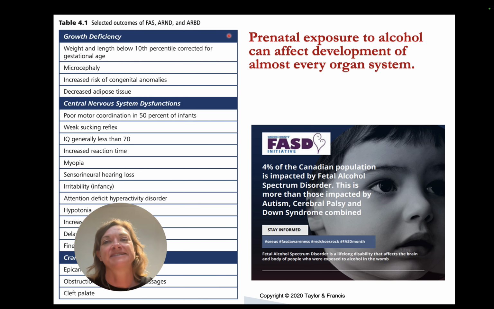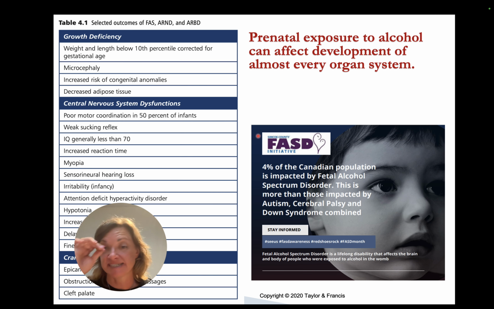So this table summarizes some of the effects of prenatal exposure to alcohol. And the short story is that prenatal exposure to alcohol can affect development of almost every organ system. So it affects growth. You have weight that's low for gestational age, which has other knock-on health effects. Microcephaly, which is literally small head or small brain. And then a whole host of CNS dysfunctions that are, of course, related to motor dysfunction. So 50% of infants with fetal alcohol spectrum disorders have poor motor coordination, they have a weak sucking reflex, they have low IQ, and so on.